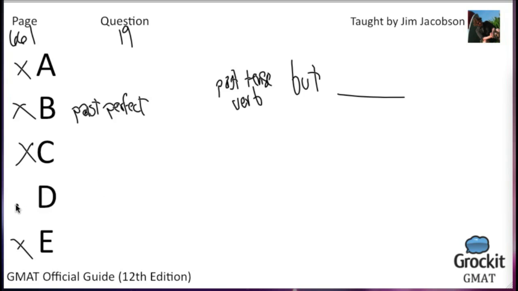So choice D actually does give us contrast, and it also gives us a simple past tense main verb to go after but, to match the simple past tense were before but.